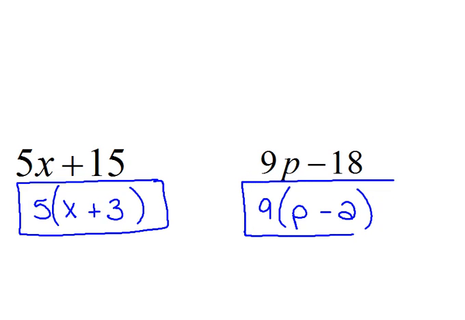So if we wanted to double check ourselves, we could. We could distribute it and make sure we get right back to the original problem. 9 times p would be 9p, and 9 times negative 2 would be negative 18. So we have done reverse distribution correctly.